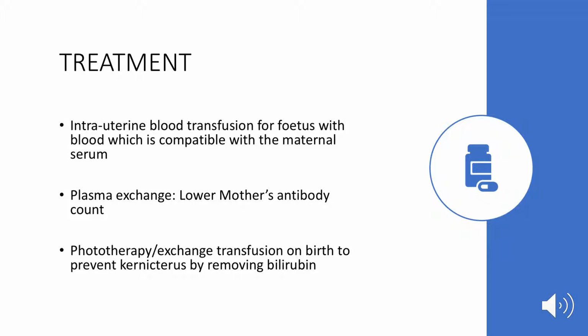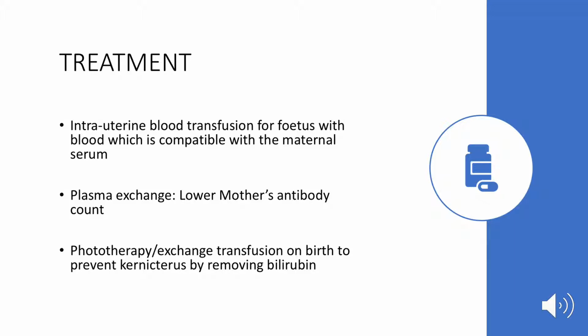So finally, the treatment. There's treatment options before the baby is born and after the baby is born. So before, if it's detected, an intrauterine blood transfusion can occur whilst the baby is still in the womb. So blood which is compatible with the maternal blood will be transfused into the baby so the mother doesn't produce antibodies against the baby's blood. A plasma exchange can also occur, so instead of changing the baby's blood, it's changing the mother's blood, so you can reduce the antibody count.